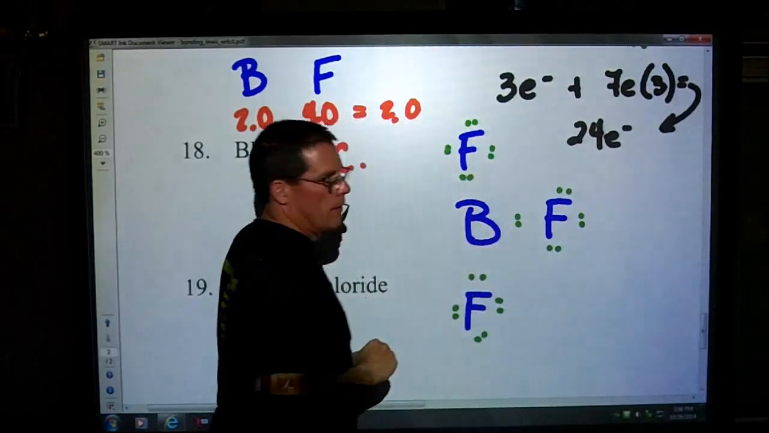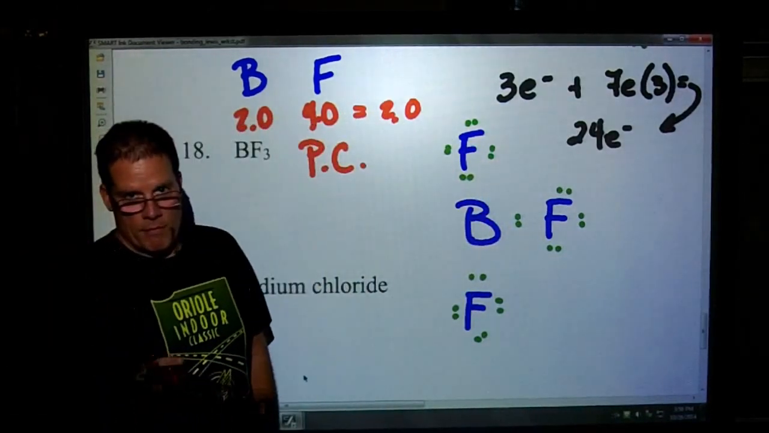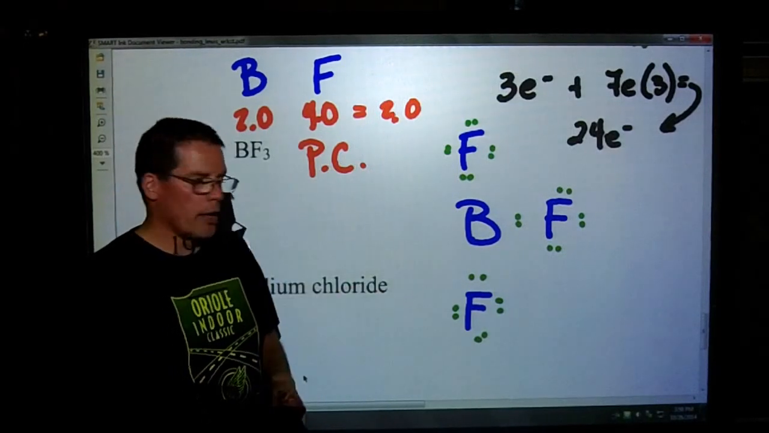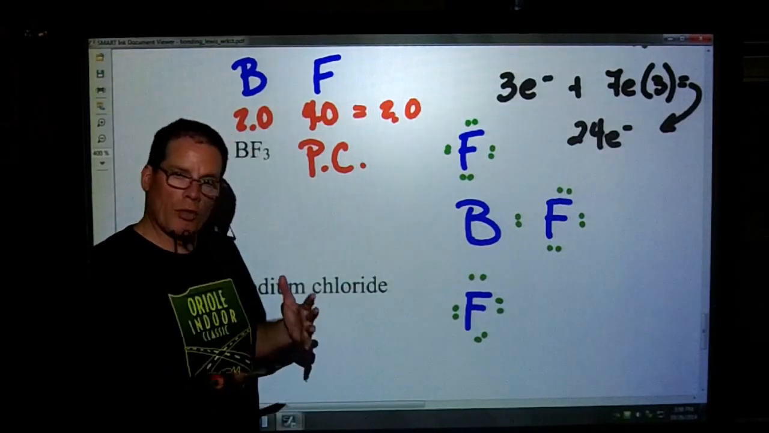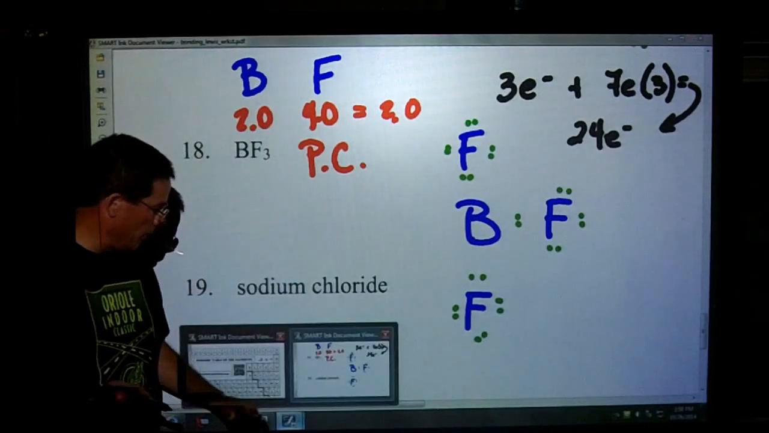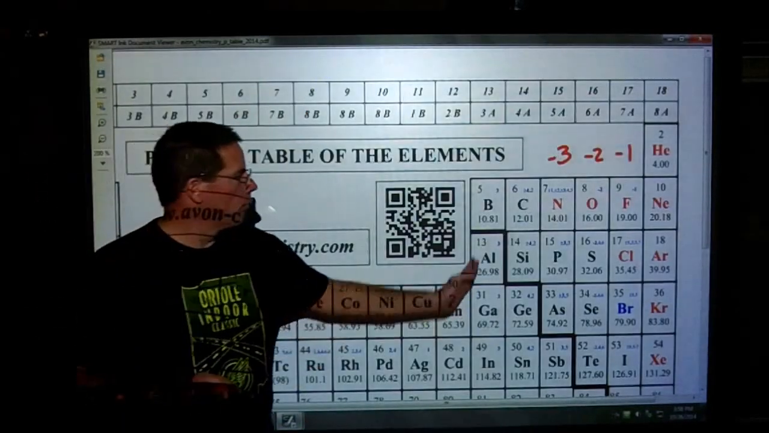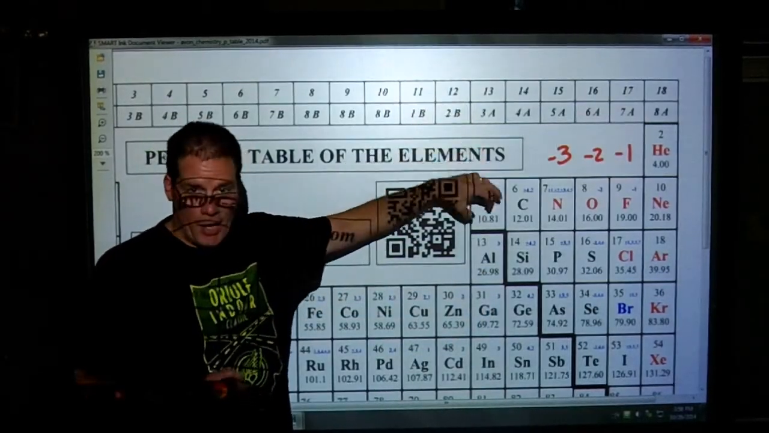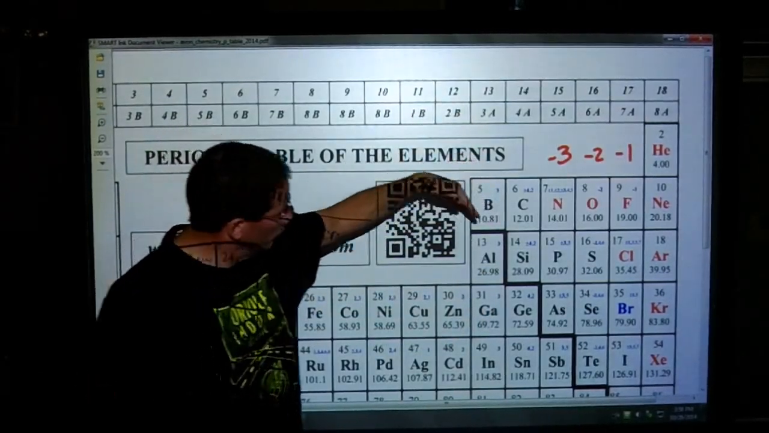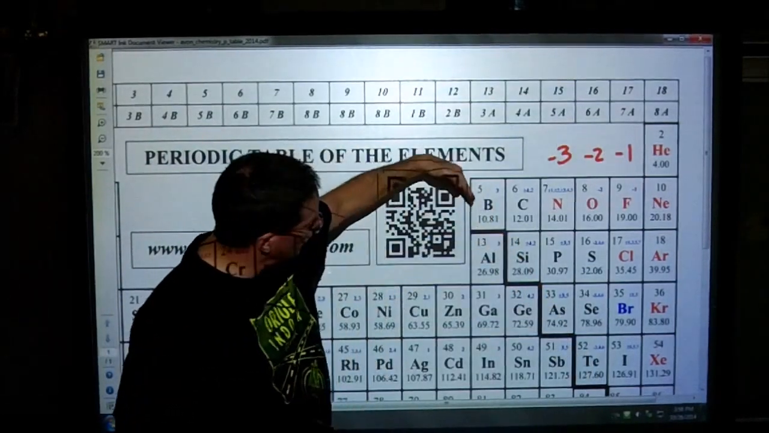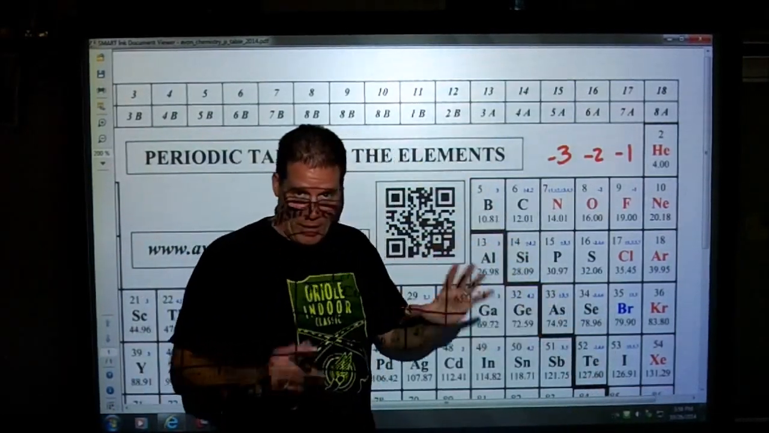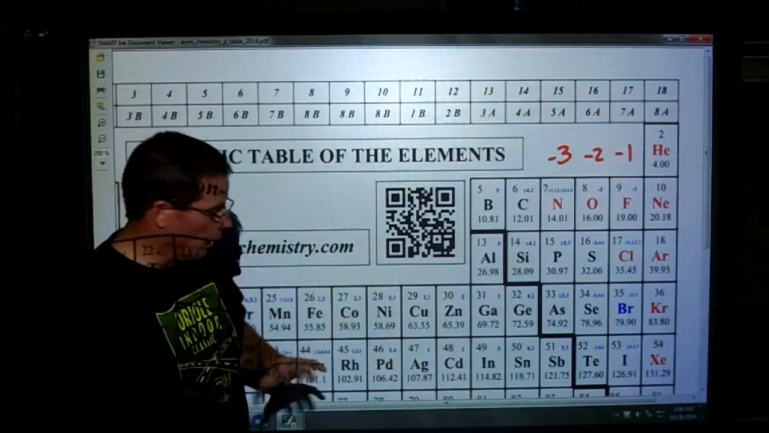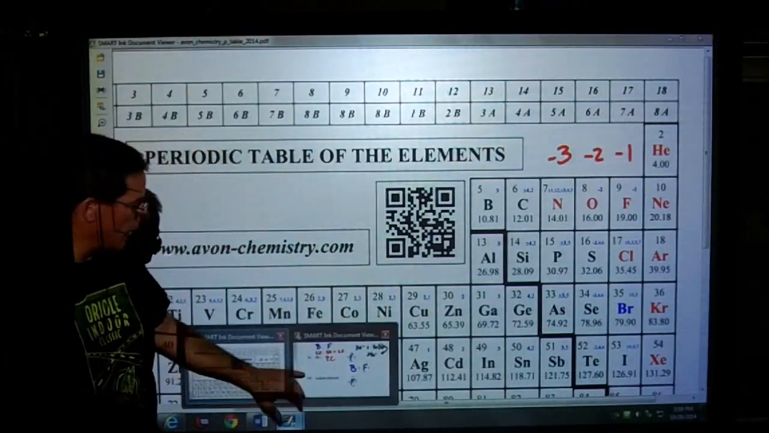Now everybody's happy. And I know that we don't have an octet here, but boron, based on where it's located on the periodic table, that's all it wants. And technically, boron is not a true non-metal. These things here actually act as metalloids, so they kind of have metallic properties and non-metallic properties. But again, that's well beyond the scope of this class.